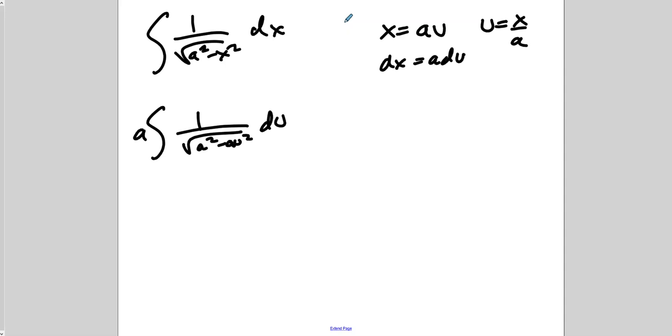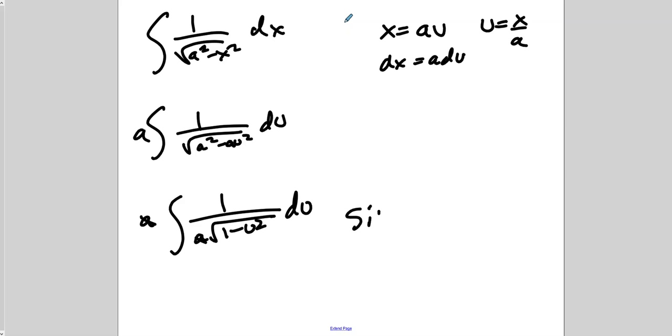We get an a out here. We can take out the a from the denominator, leaving 1 over the square root of 1 minus u squared du. The a's cancel. So we get arcsine of u plus c. And that's arcsine of x over a plus c.